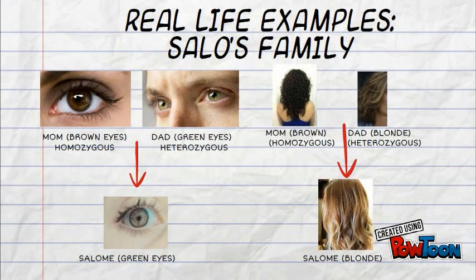Real-life examples. Salo's family. Salo's mom has brown eyes and is homozygous, while her dad has green eyes and is heterozygous. Salo's eyes are green. Salo is heterozygous, meaning she is a carrier of the brown-eyed gene. It is the same for her hair, since her mom is also homozygous for brown hair and her dad is heterozygous for blonde.